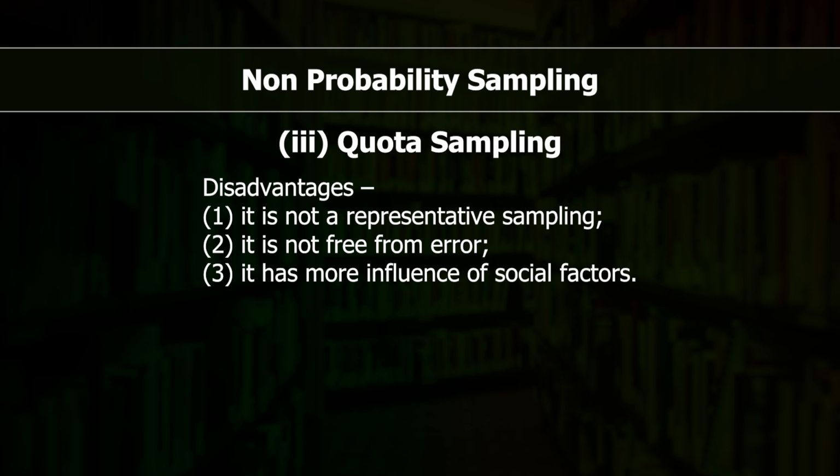Now, what are the disadvantages? It is not a representative sampling. It is not free from error. It has more influence of social factors.